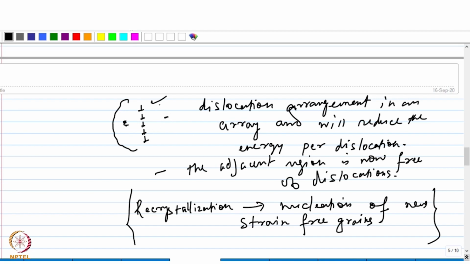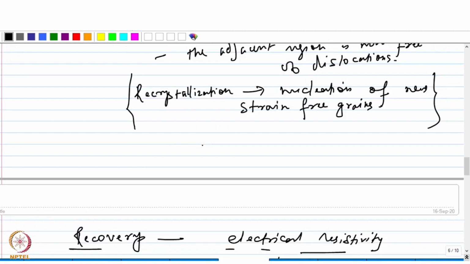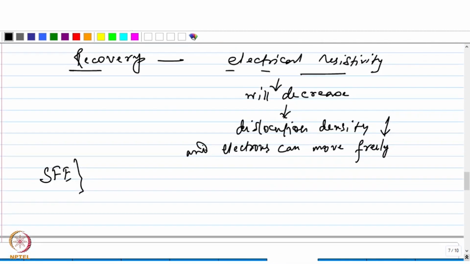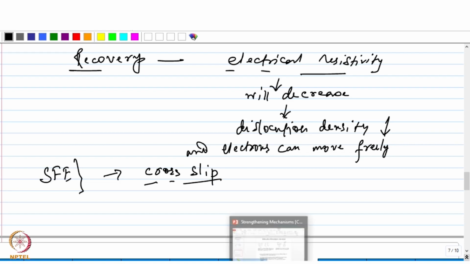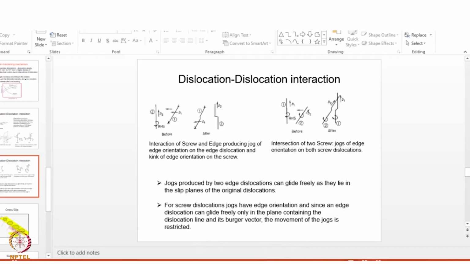So for this to occur, you need the dislocations to move freely, so that they can come and join along these regions, forming these kinds of arrays. Okay. So as you know, stacking fault energy is one parameter which controls the cross slip of dislocations. What is cross slip? You can probably visualize from this particular picture over here.